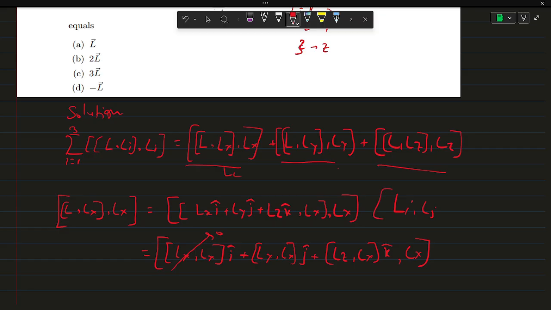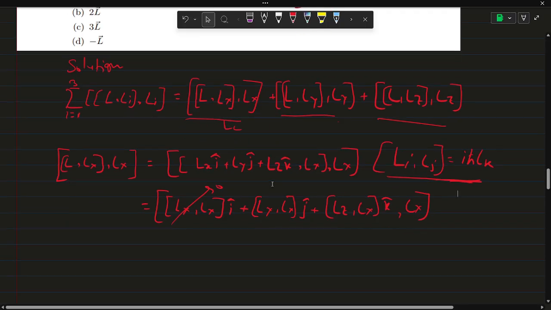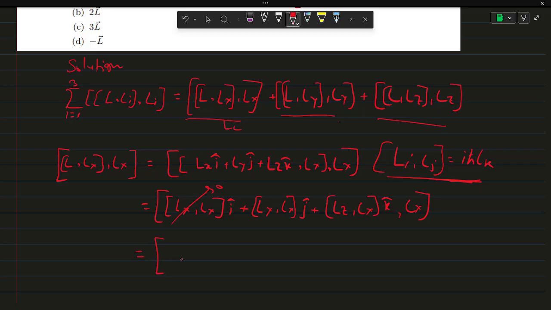Li Lj commutation gives i h cut Lk, where i is not equal to j, and this is a cyclic term. So it follows the cyclic property. And here Ly Lx will give minus i h cut Lz, j cap plus Lz Lx will give i h cut Ly, k cap Lx.